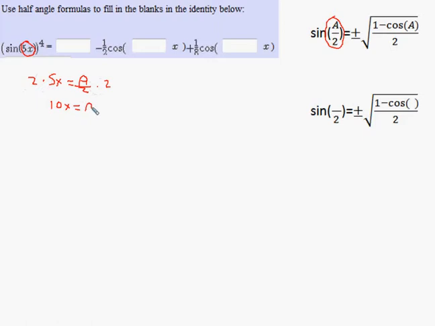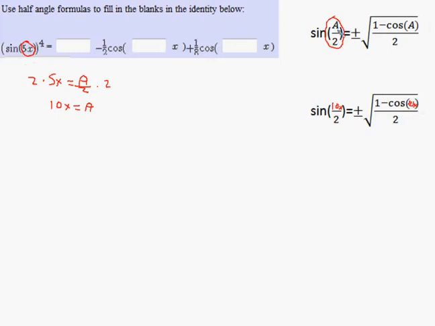What do I mean by that? If you were to let a be 10x, where you saw the letter x, you replace it with 10x, and what you'd have here is 10x divided by 2, which is 5x, which matches our problem. But if you put a 10x in for this a, you must do it for this a. So this identity becomes 1 minus cosine 10x over 2.